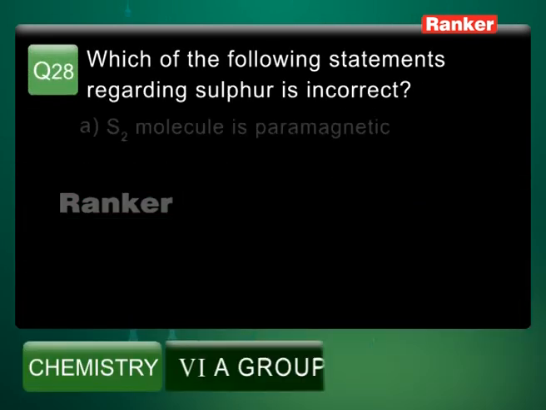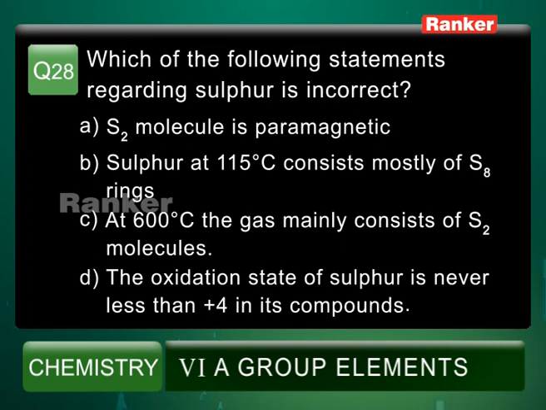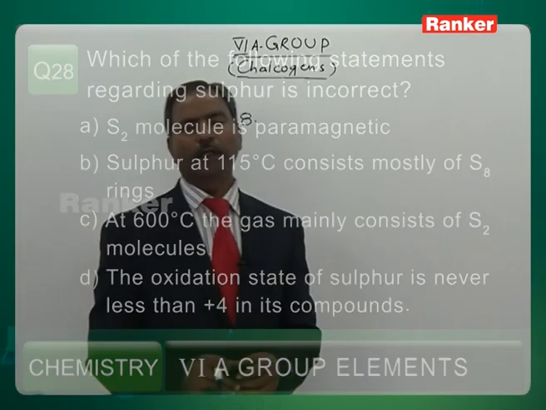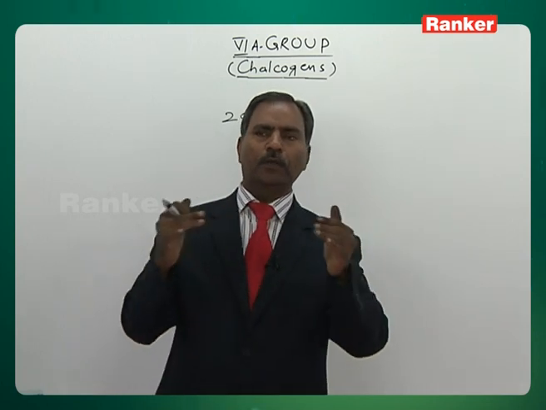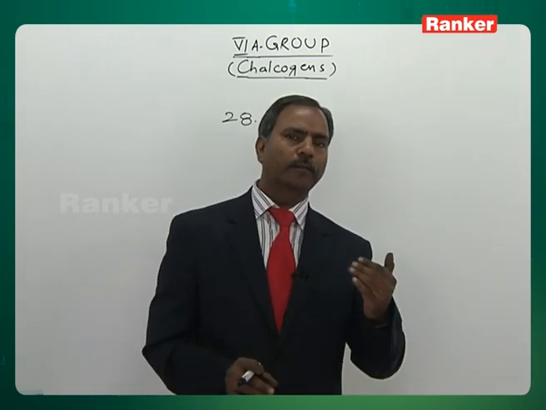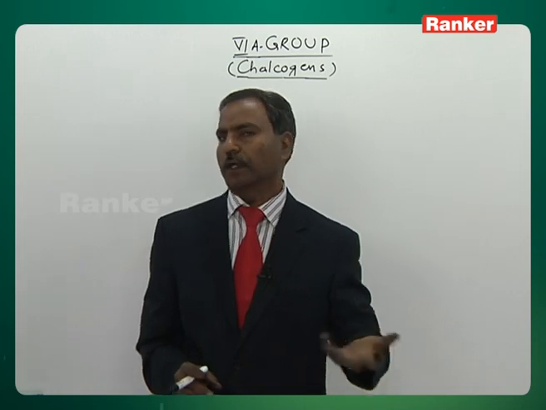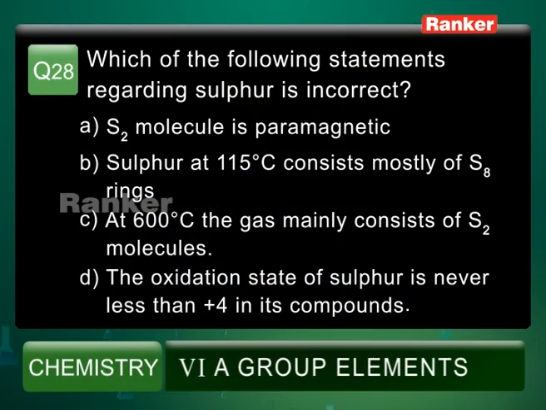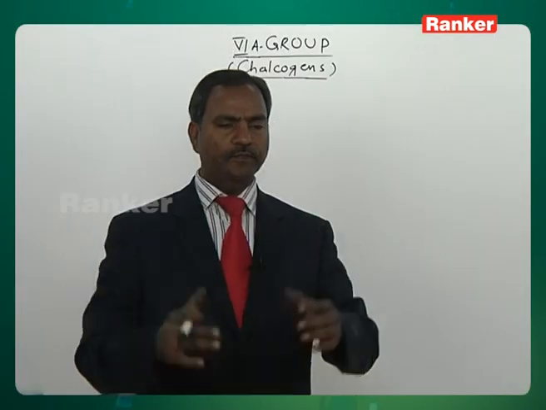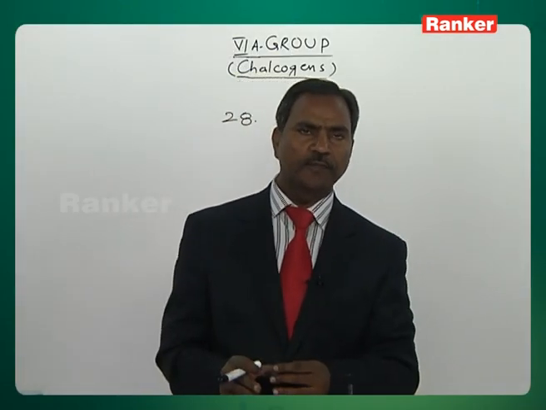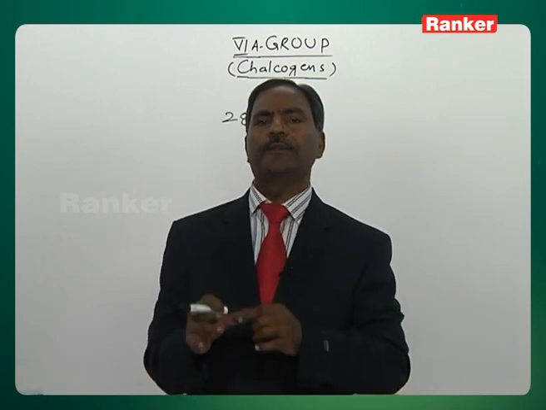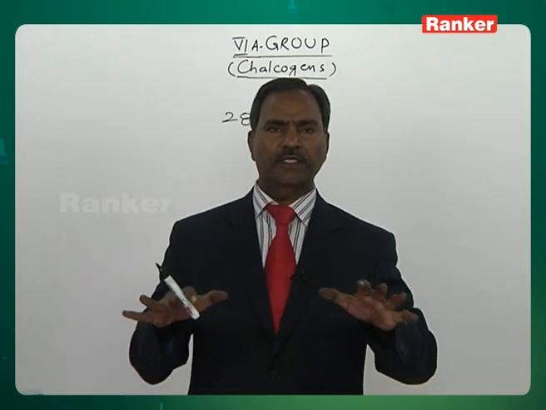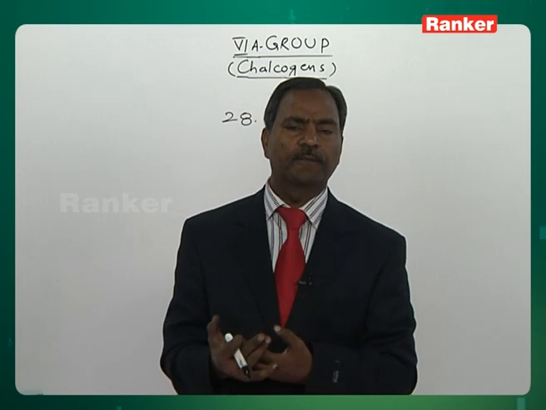Question number 28, which of the following statements regarding sulfur is incorrect? Option A, S2 molecule is paramagnetic. We agree. The S2 molecule is more or less identical to the O2 molecule in bonding, therefore S2 is also paramagnetic. Coming to B, sulfur at 115 degrees centigrade consists mostly of S8 rings. Yes, sulfur carries S8 rings up to 115, 118 degrees centigrade. Sulfur melts, but the S8 rings remain as such.